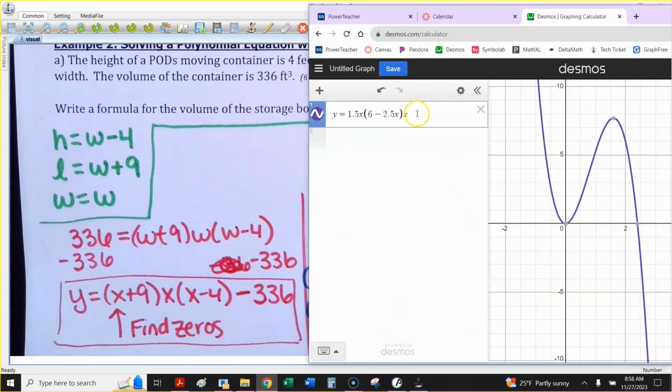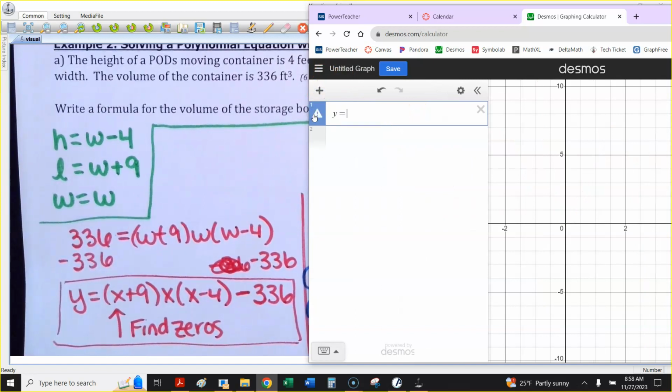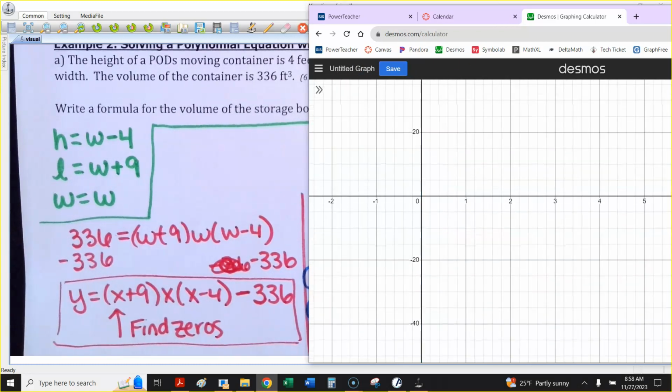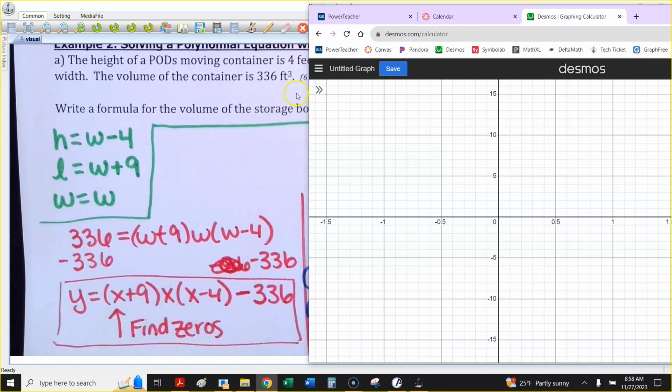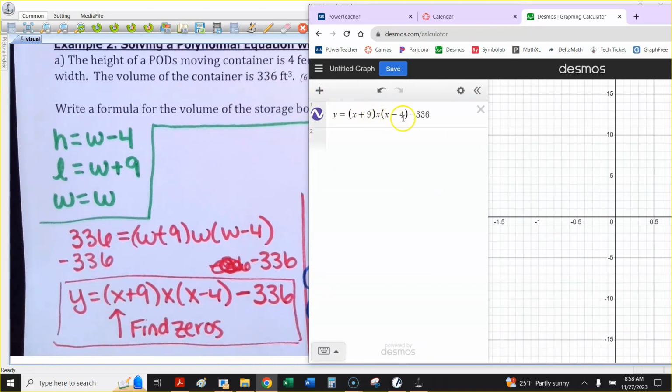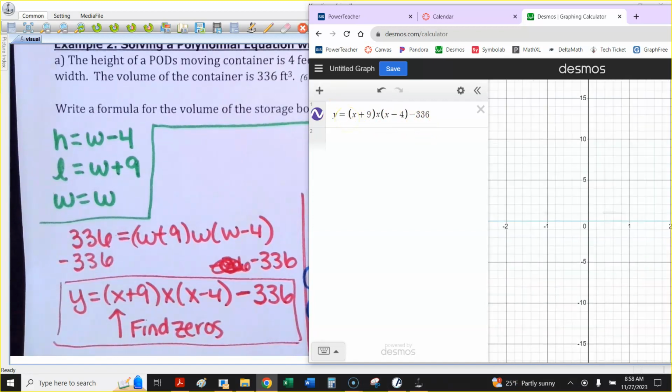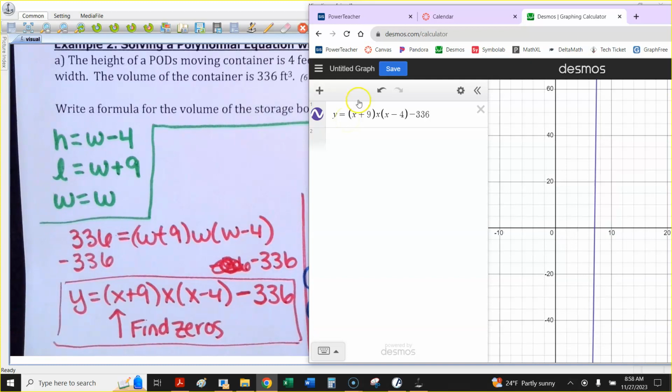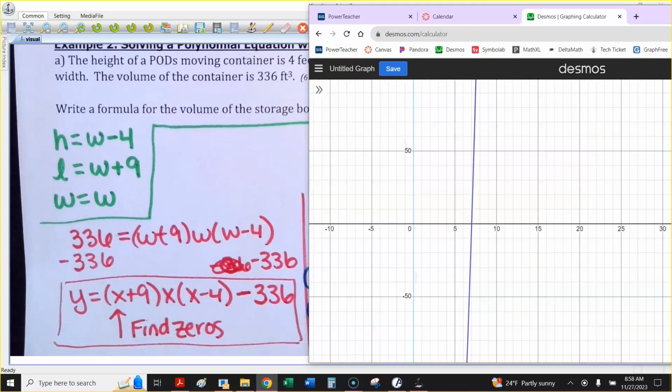So if you want to do the first way, like I said, you would type in your volume, that x plus 9, and then add an x, and then add an x minus 4, and then you'd have to subtract whatever they tell you the volume is, which is the 336. And you don't have to multiply anything out. I did not do something right because I do not have a graph. Oh, I do have a graph. I just didn't move it. Sorry. Manipulate this here.